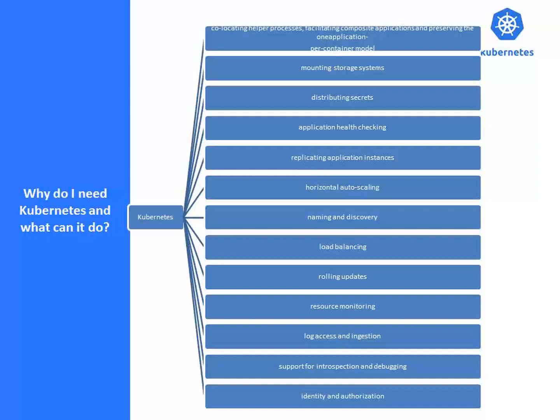Kubernetes satisfies a number of common needs of applications running in production, such as co-locating helper processes, facilitating composite applications and preserving the one application per container model, mounting storage systems, distributing secrets, application health checking, replicating application instances, horizontal auto-scaling, naming and discovery, load balancing, rolling updates, resource monitoring, log access and ingestion, support for introspection and debugging, and identity and authorization. This provides the simplicity of platform as a service, PaaS, with the flexibility of infrastructure as a service, IaaS, and facilitates portability across infrastructure providers.